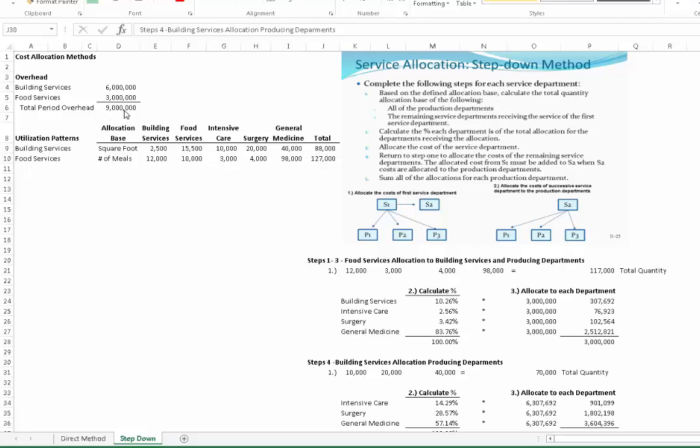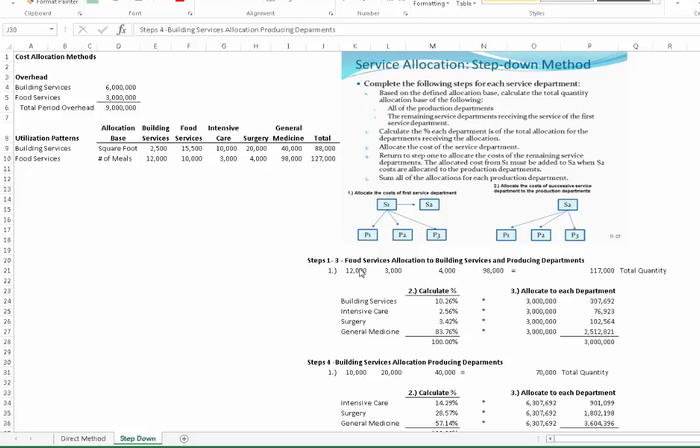Again, we have 9 million in total to allocate based on the 6 and the 3. And we have the allocation bases for the two service departments that are getting allocated out to the producing departments. So for this one, we will pick food services being first. They're going to allocate out to the building services, intensive care, surgery, and general medicine.